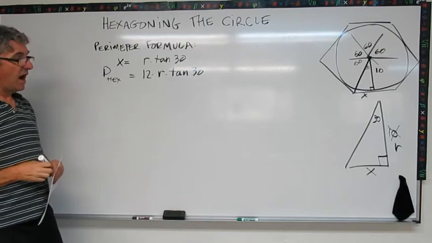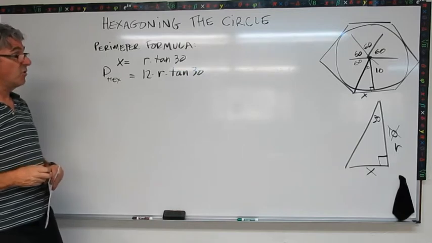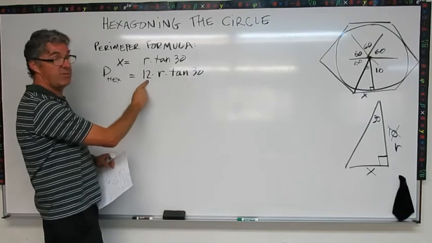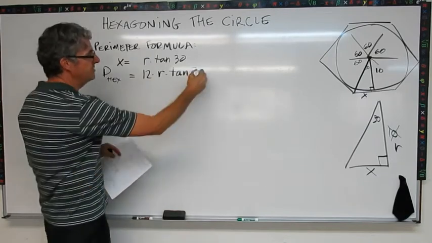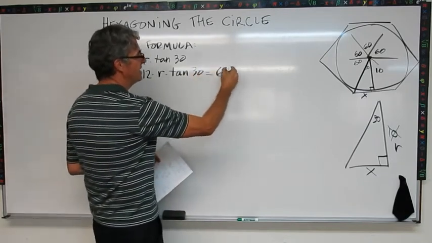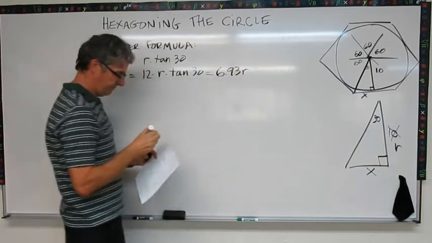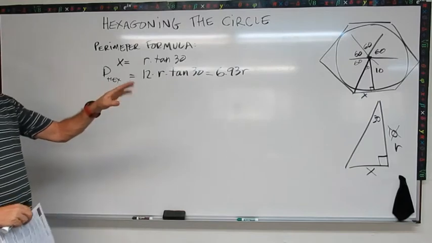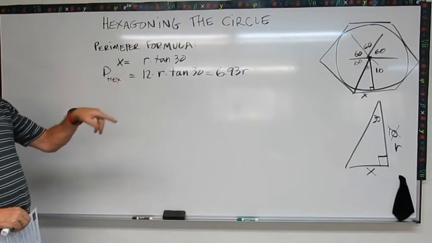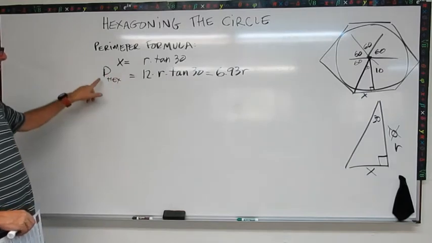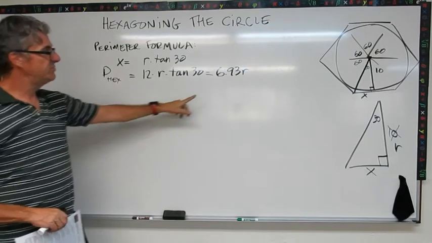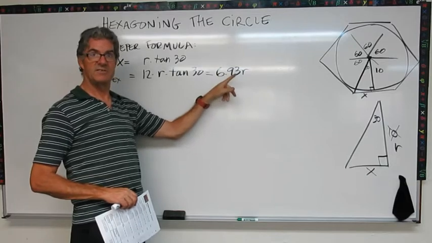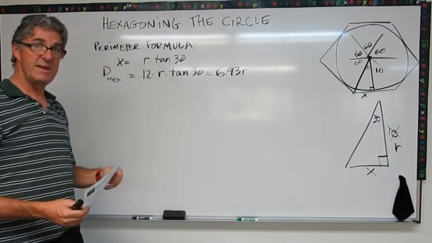Now, I can simplify this down quite a bit. Tan 30 is just a decimal, which we then can multiply by 12, and what that ends up giving us is 6.93R. Okay? So that's our formula. If you have a hexagon circumscribed around a circle of radius r, and you want to know the perimeter of the hexagon, you just multiply the radius times 6.93. Okay? Let's do the same thing for area.